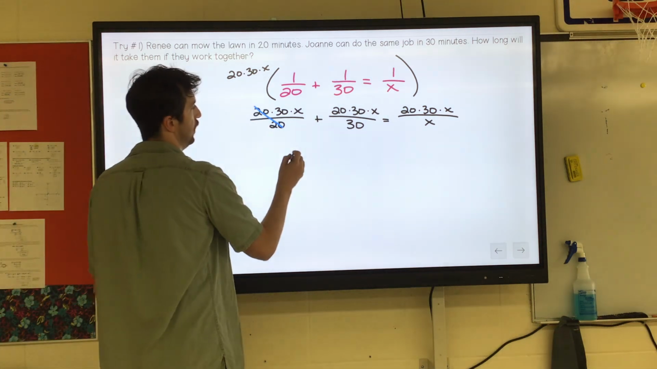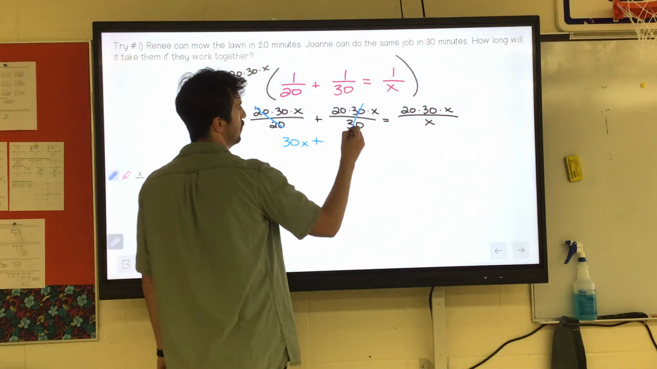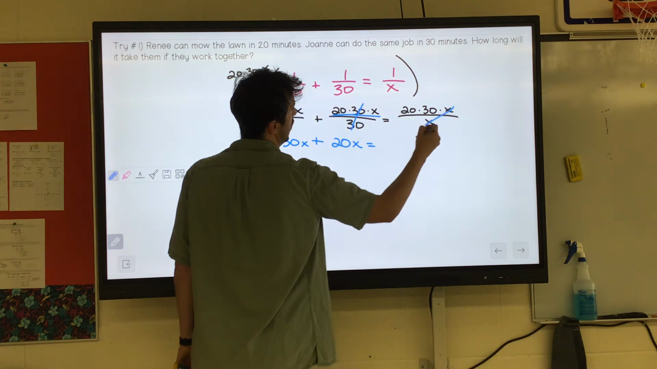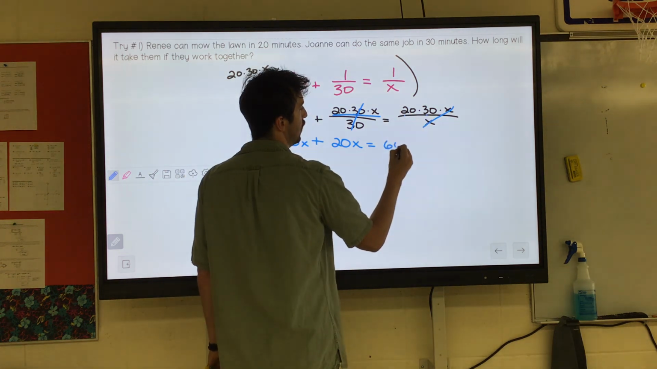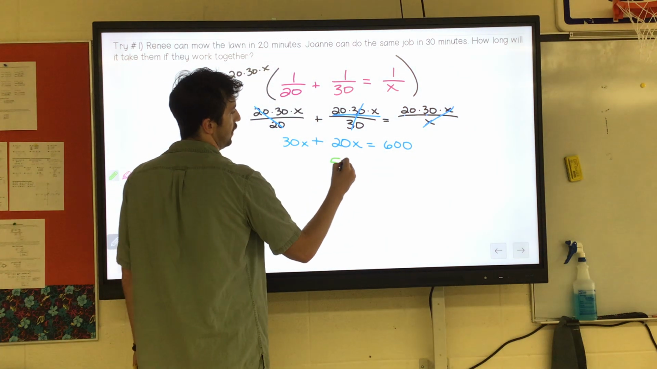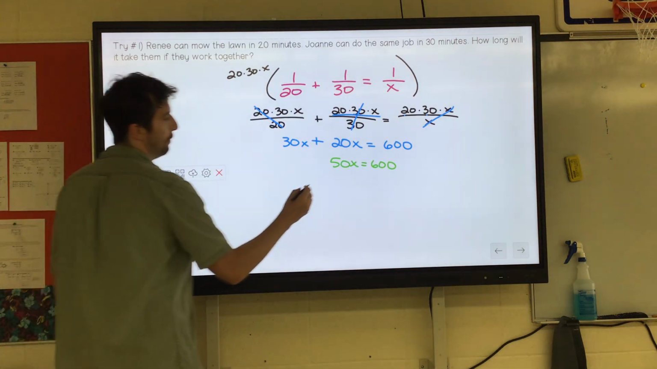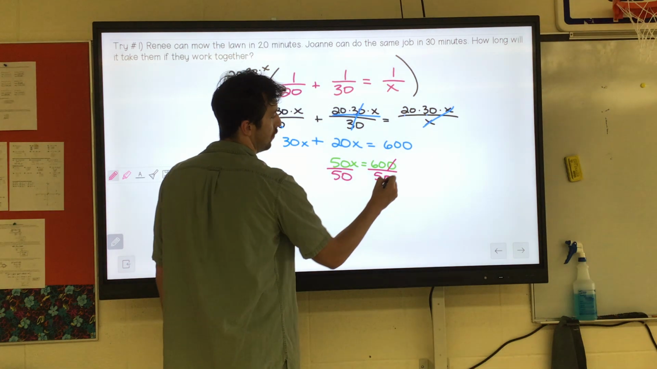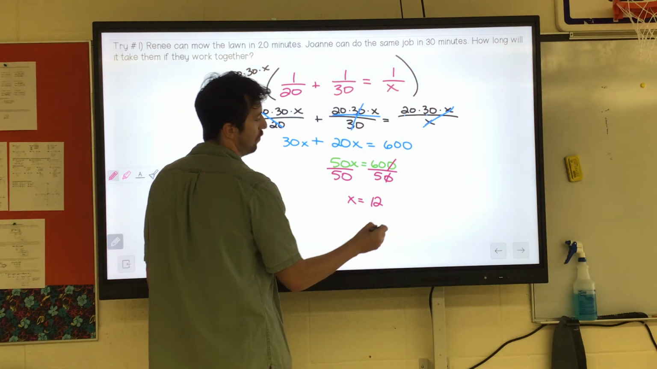Here, 20s are out. 30x. Here the 30s are out. We got 20x. Here the x's are out. 20 times 30, 2 times 3 is 6. And then you got a couple zeros on there. So this would give us 50x equals 600. And then we'll divide by 50. We could cancel out a 0 for a 0. Divide them both by 10. 60 divided by 5 is 12. What are we talking about? Minutes.